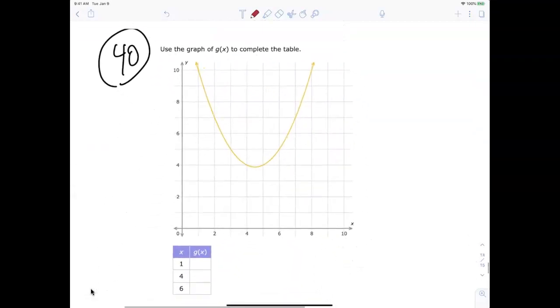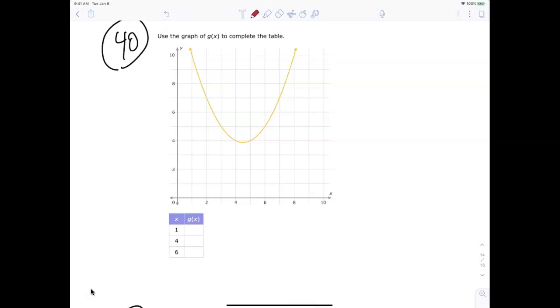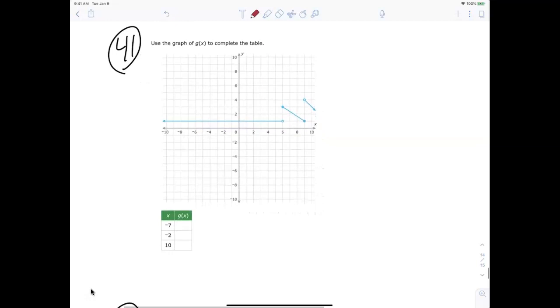Let's check out 40. Let's complete this table. So when x is 1, 4, 4, 6, 5. Again, just looking. Here, here, here. The x value is -7 there. And the x value is -2. When the x value is 10. So when the x value is -7, the y value is 1. X is -2, y is 1. When x is 10, y is 3.